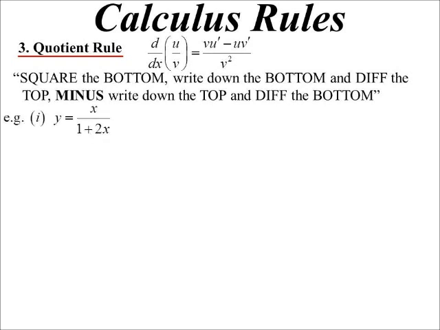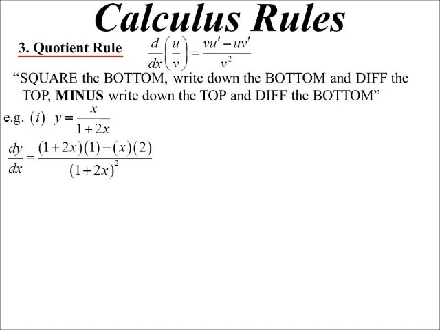So, we've got a function of x on top, we have a function of x on the bottom. So again, I do it as I say it. Square the bottom. So the first thing I write down on the bottom of the fraction, I simply put parentheses around it and go squared. So on the bottom I have (1 plus 2x) squared. Then everything else happens on the top of the fraction. Write down the bottom, 1 plus 2x.